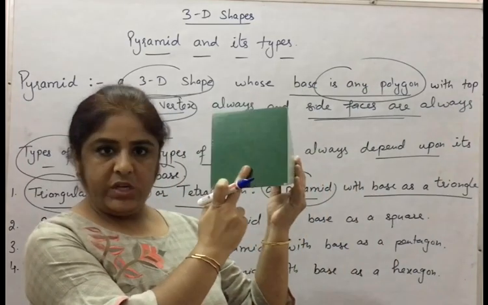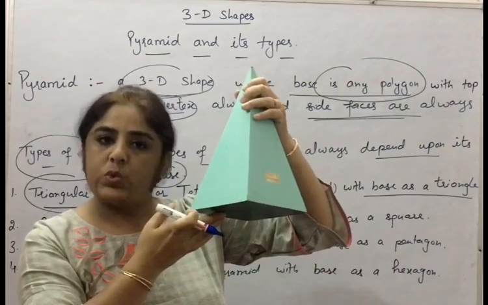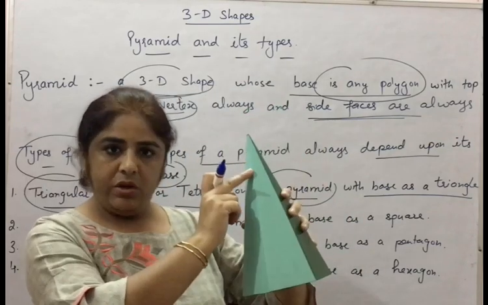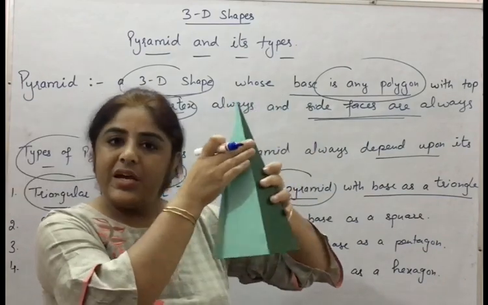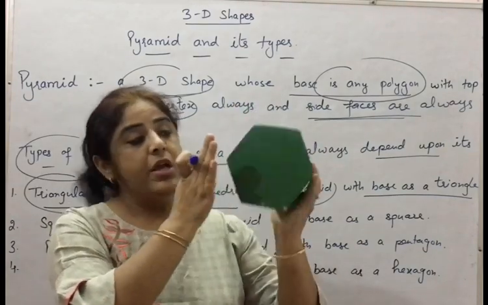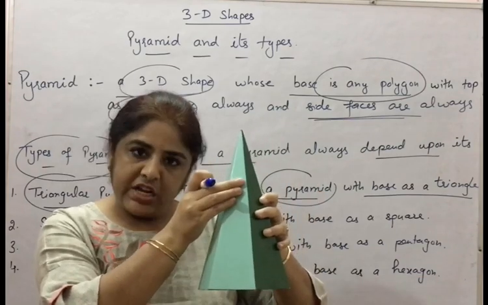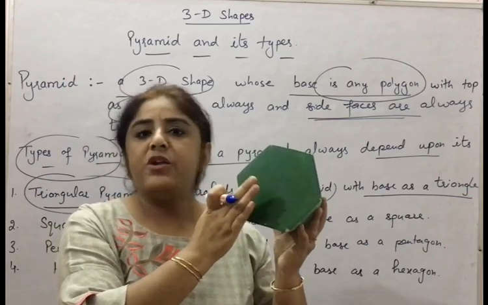If this is a square and the side faces are always triangles, then it is called a square pyramid. If it is a pentagon, then it is called a pentagonal pyramid. But here we are observing 6 sides, so it's a hexagonal pyramid. If the base is an octagon, then it will be called an octagonal pyramid. It means the type of pyramid totally depends on its base.